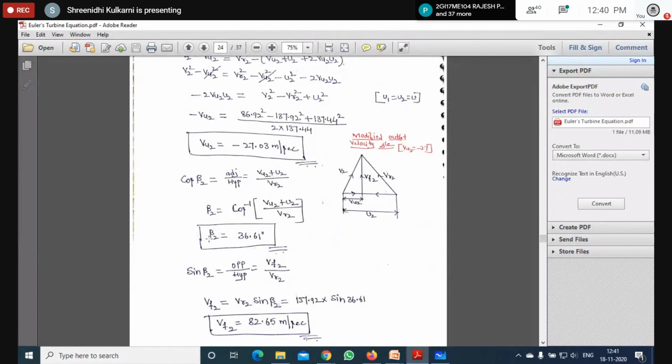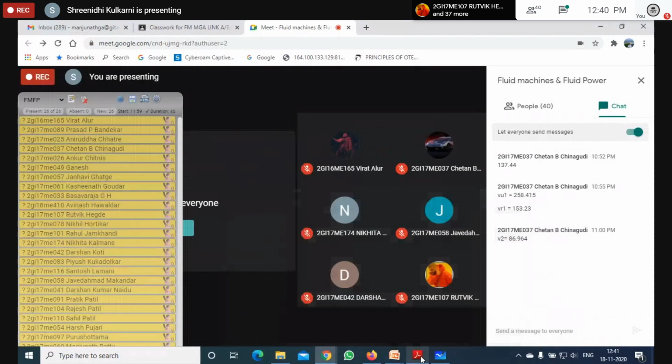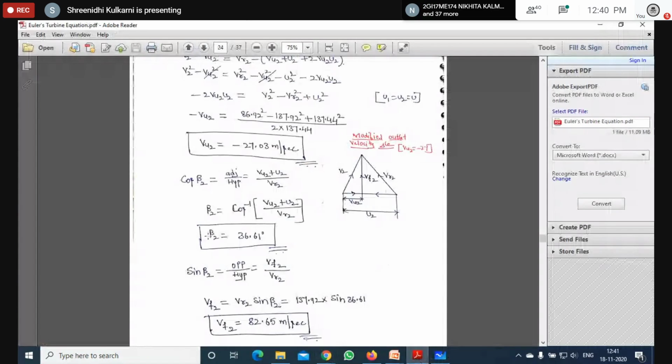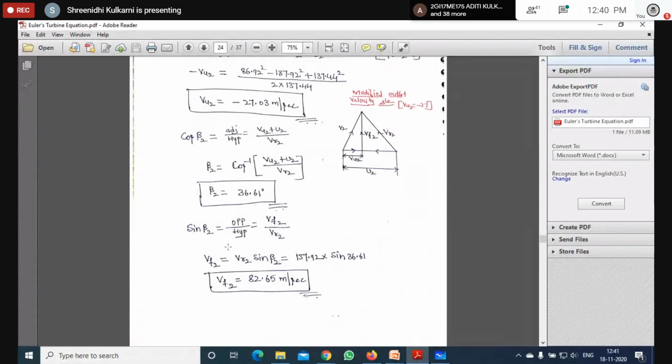Okay, so we'll get beta 2 as 36.61 degree. I hope you got this value. So beta 2 is 36.61. Next, find out VF2 from the outlet velocity triangle. Now we know the beta 2 angle.